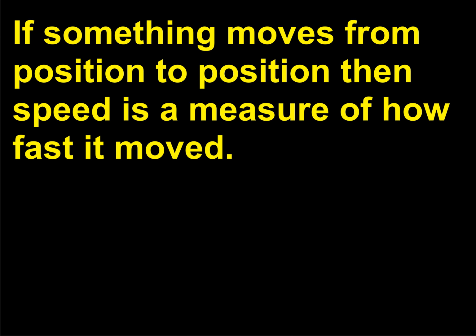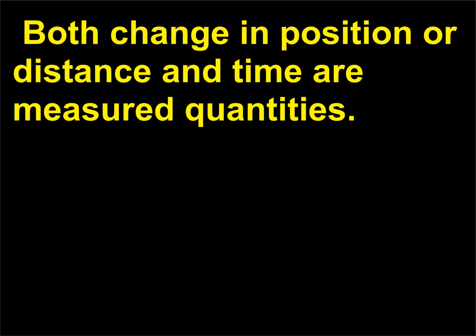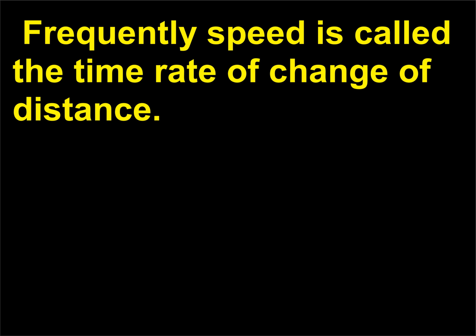If something moves from position to position, then speed is a measure of how fast it moved. Speed is defined as the distance moved divided by the time needed to move. Both change in position or distance and time are measured quantities. Frequently, speed is called the time rate of change of distance.